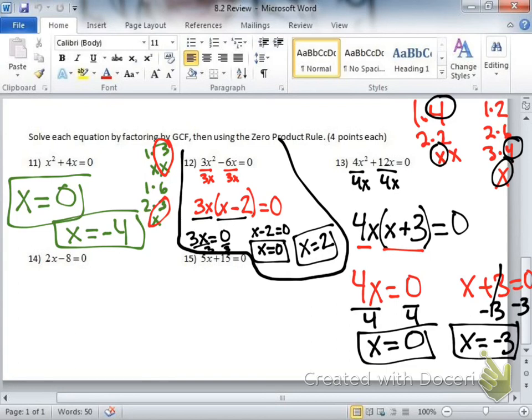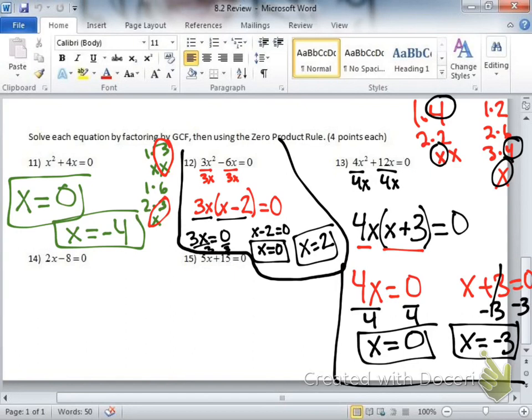What questions do you have? Can you put 1x if you still give x? Yeah, I mean 1x and x are the same thing. So if you wrote like 1x equals 0, that's fine. Yep.